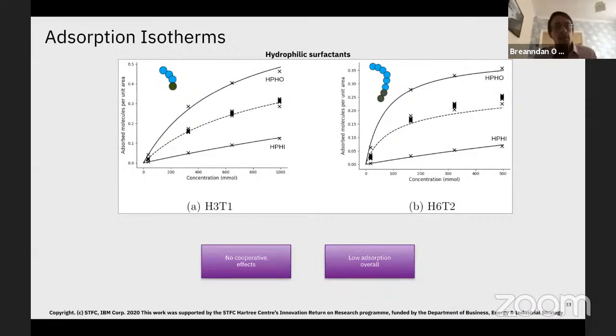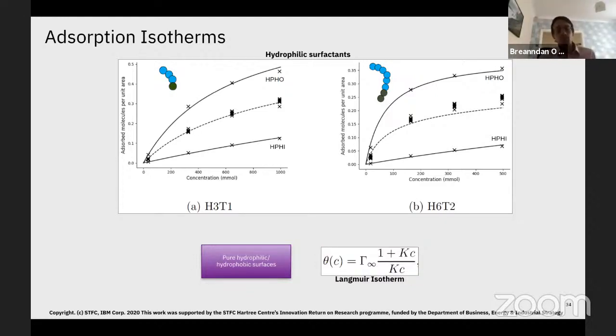So examining the adsorption isotherms for the predominantly hydrophilic surfactants, we can observe in the simulation that we do not see the formation of micelles because the concentrations are far below their critical micelle concentrations. Generally, we don't see cooperative effects, and we have a low number of adsorbed molecules overall. But when the molecules do adsorb onto the surface, they do so individually as opposed to as part of a greater coordinated or cooperative process.